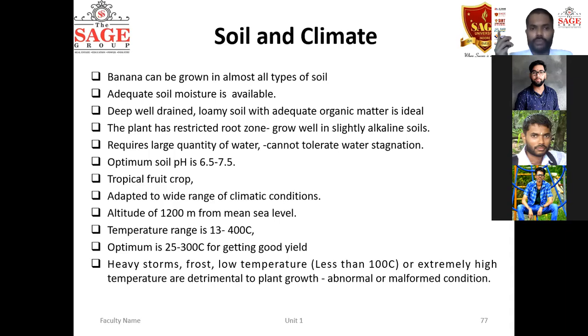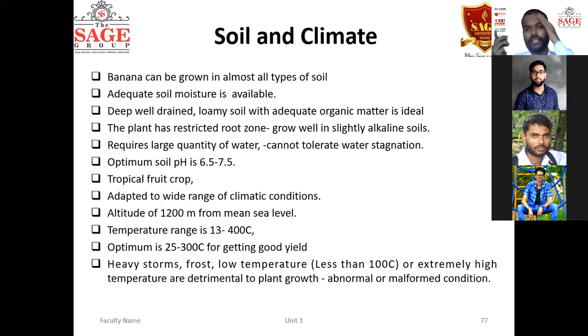The optimum pH, that is 6.5 to 7.5, is suitable for cultivation. Coming to climate, it is a tropical crop, as you know well. It is adapted to a wide range of climatic conditions. An altitude of around 1,200 meters above mean sea level is suitable for cultivation. The temperature range is 13 to 40 degrees centigrade. The optimum is 25 to 30 degrees centigrade, which is good for getting good yield.